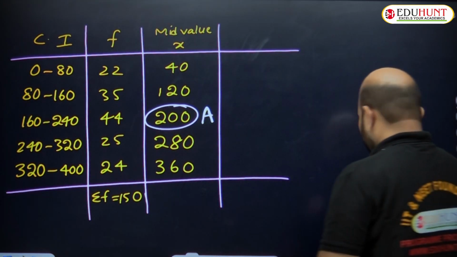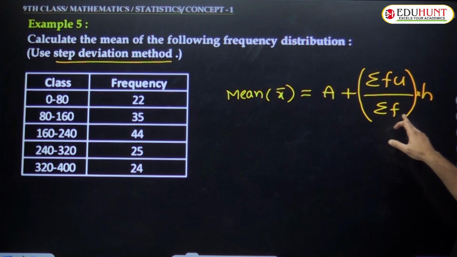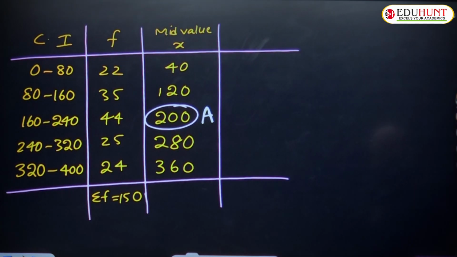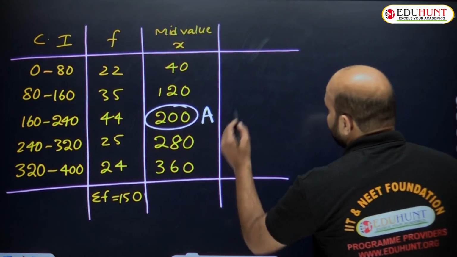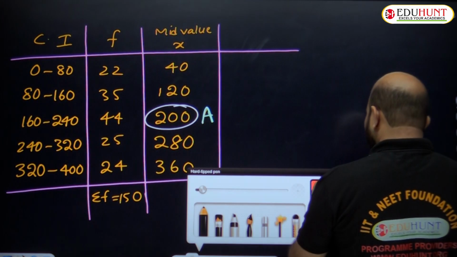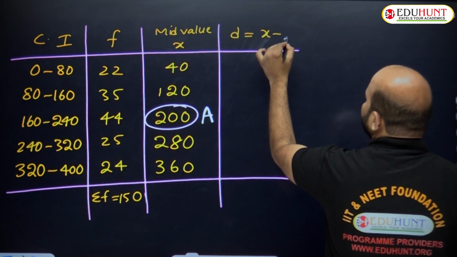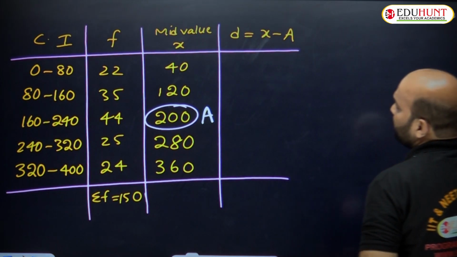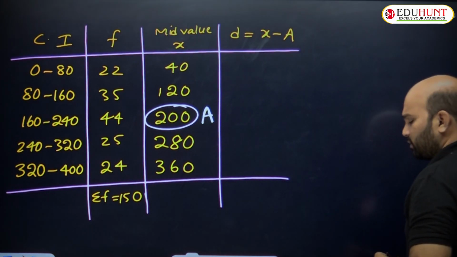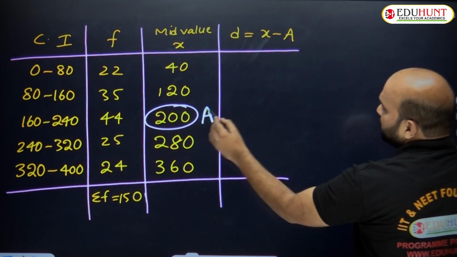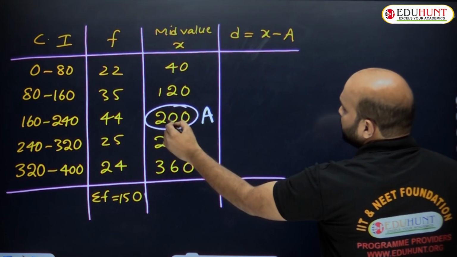So in that formula we already have the sigma f value and the a value. But what is the other one? Sigma fu. So how to find the u value? Clearly we need to understand, but before that we need to find the deviation. So deviation, d equals x minus a. First we need to find the deviation. Deviation equals x minus a. Am I clear? So deviation x minus a is nothing but 140 minus 200.